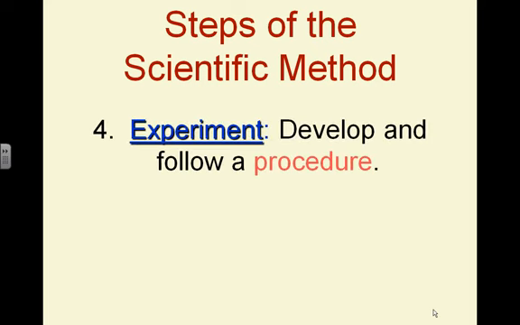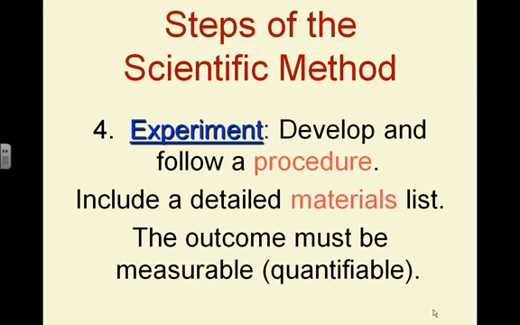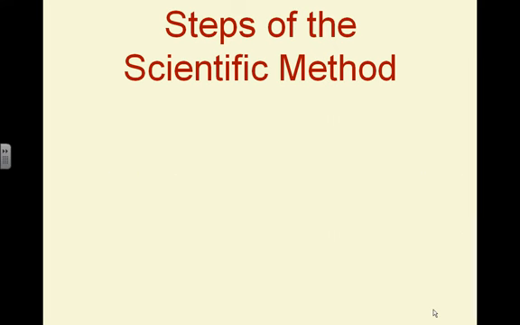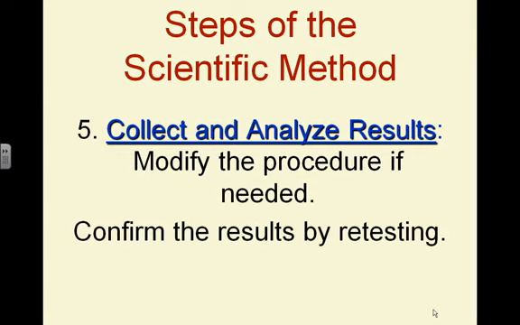So once you have decided on a hypothesis, you have to then develop a procedure, meaning you have to get your recipe together. It should include a detailed material list, and then you must have outcomes that are quantifiable. As we said, we were going to measure the plants with a ruler, and so that's quantifiable. It has a number to it. So we develop and follow a procedure, have a detailed materials list, and modify the procedure if we need to.